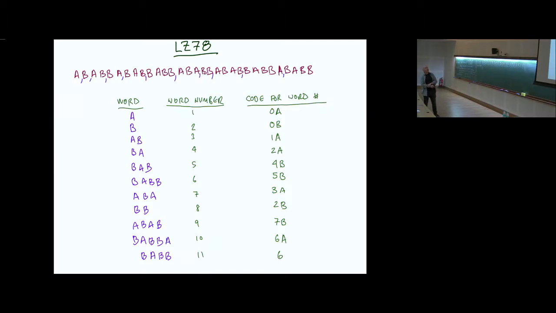I just label the words in the dictionary sequentially, that's all. In the end, I call the number of words in the dictionary C, for the given sequence that I'm looking at. When I want to say BAB, I'm not going to write BAB, and I'm not going to write word number 5, I'm going to write 4B, I think is where it is.